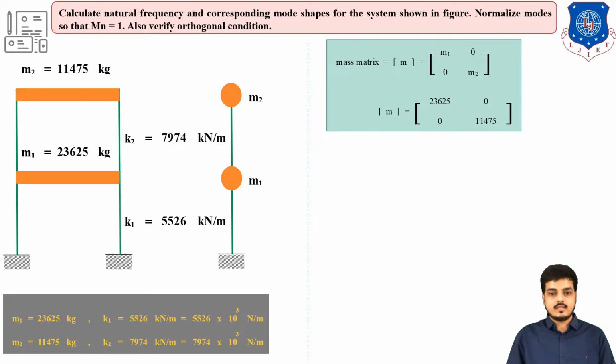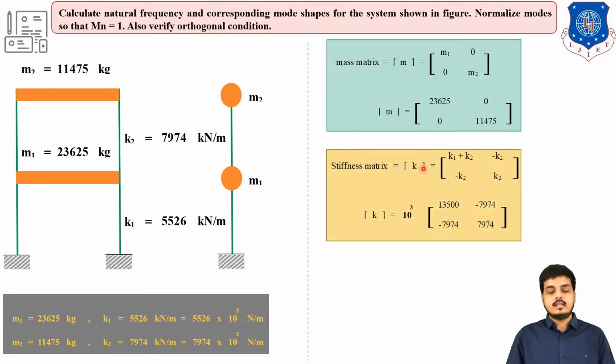Now we need to find out the stiffness matrix. So the stiffness matrix will also be of 2 cross 2. The K matrix, the stiffness matrix, equals K1 plus K2, then minus K2, minus K2, and here it will be K2. How to form a stiffness matrix, you will learn in detail in module number 2 of earthquake engineering.